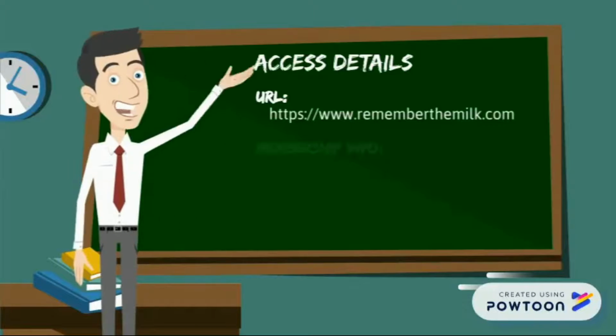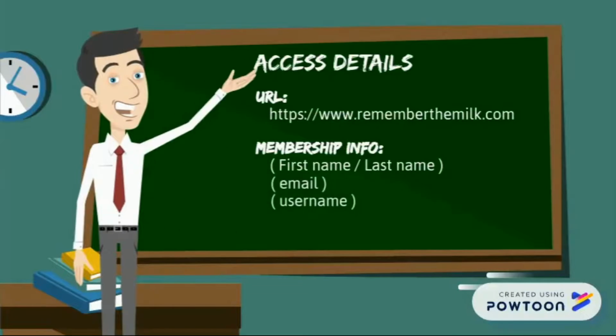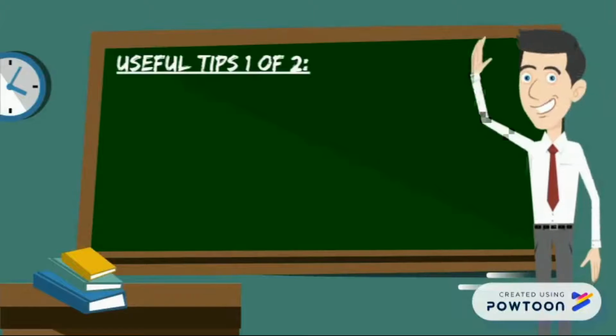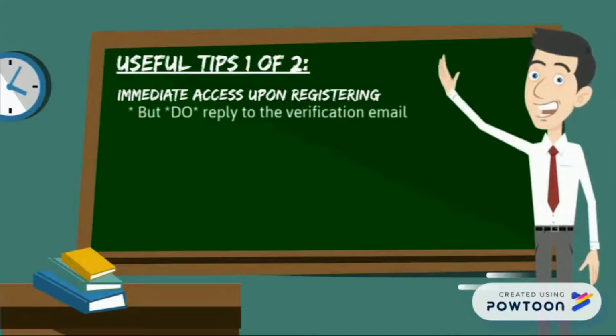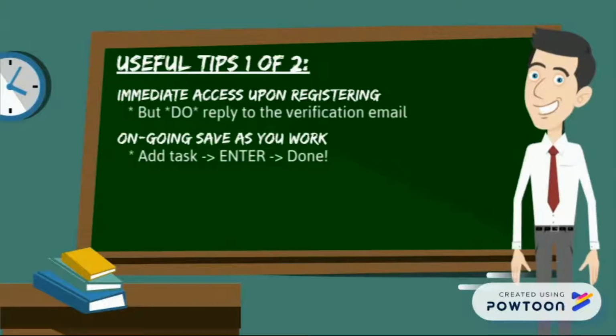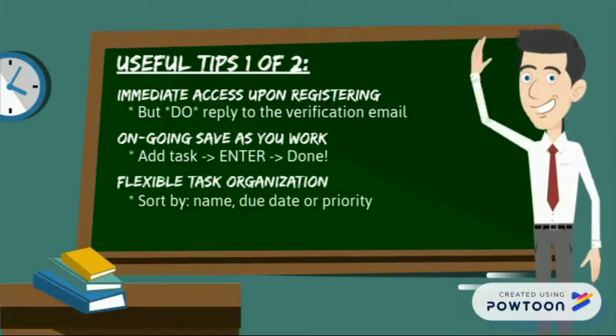To sign up for your free membership, you will need to enter your first and last names, an email address, a username, and choose a password. As soon as you enter your membership information, you may start adding your tasks. A verification email is sent, so be sure to verify your account. When you add or edit a task, as soon as you click off the task or press enter, your task is saved. You can sort by the task name, due date, or priority.